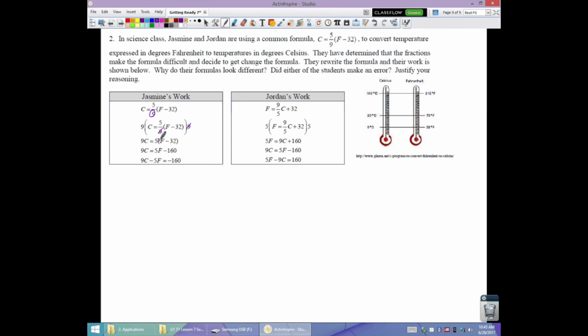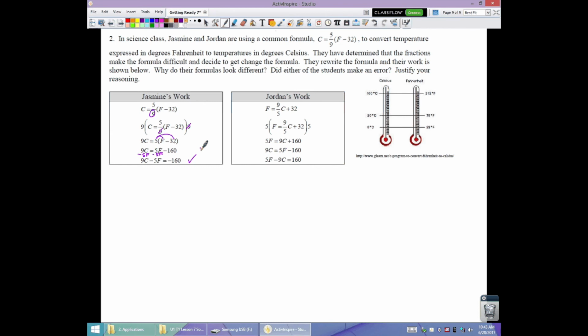Her next step, she decided to distribute the 5. 5 times F is 5F. 5 times negative 32 is negative 160. And lastly, just to move the 5F to the left-hand side to join the 9C, she subtracted 5F on both sides. So 9C minus 5F is equal to, she didn't even lose her sign, negative 160. So that one's good. So let's look at Jordan's work.